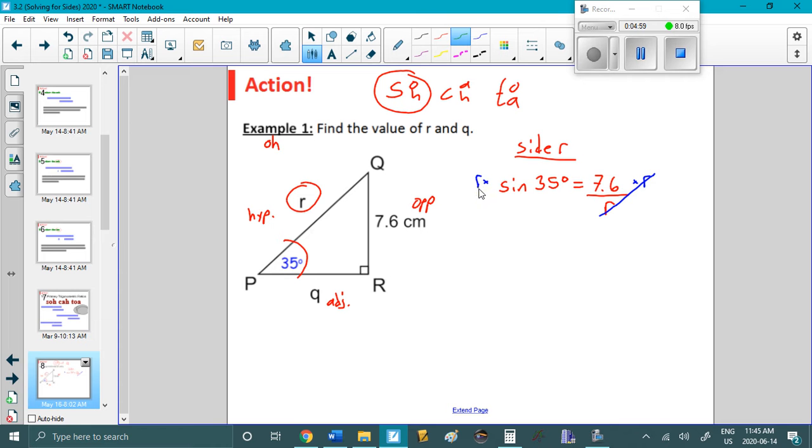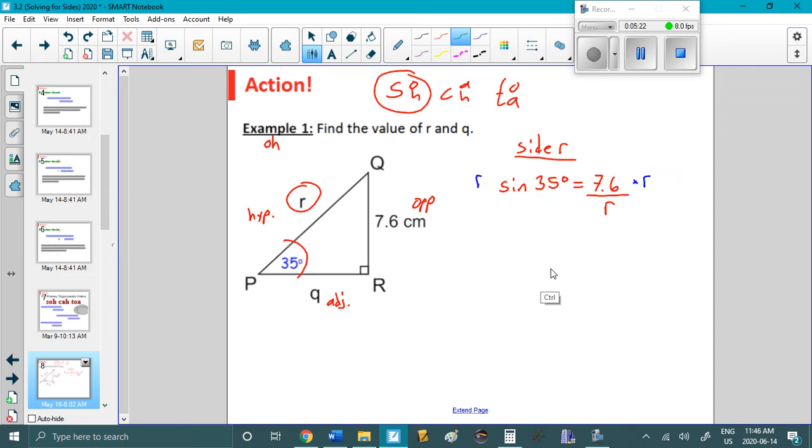Now, to get r by itself, we would divide by sine 35. So if we divide by sine 35 on both sides, these would cross out, and we would have r equals 7.6 divided by sine 35. Now let me show you the shortcut. I just wanted to make sure you understood why the shortcut works.